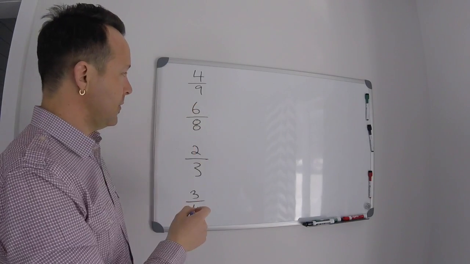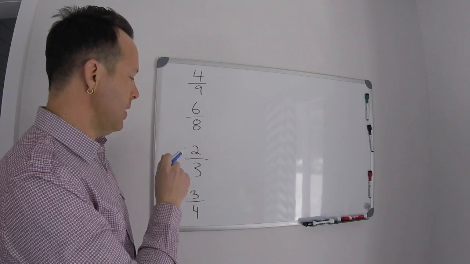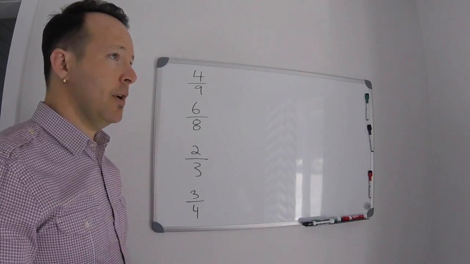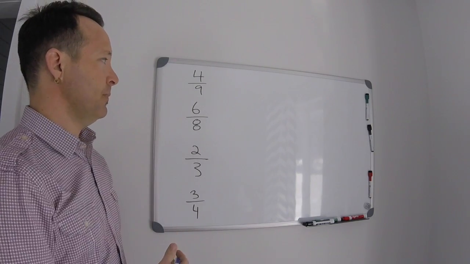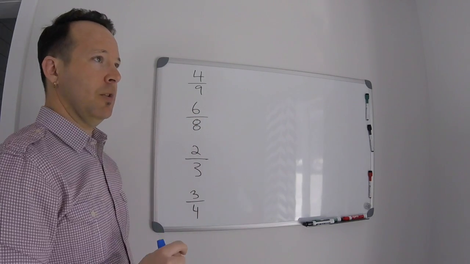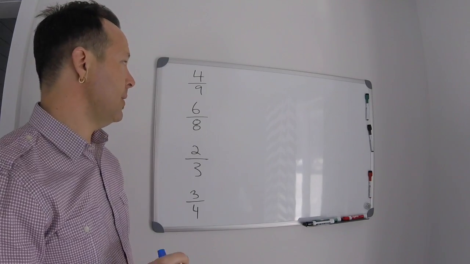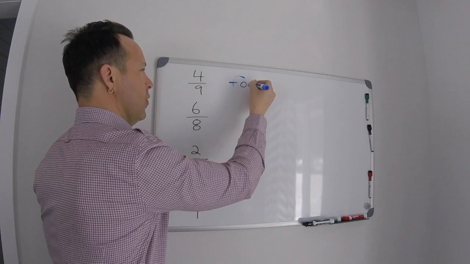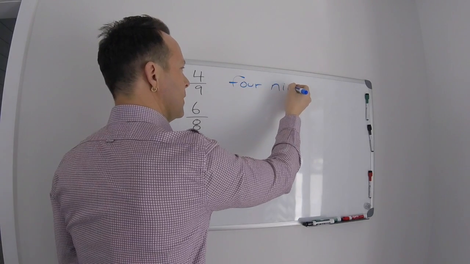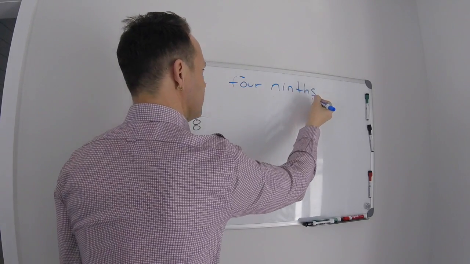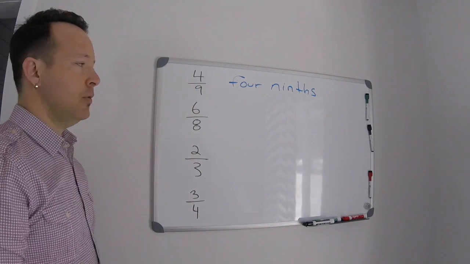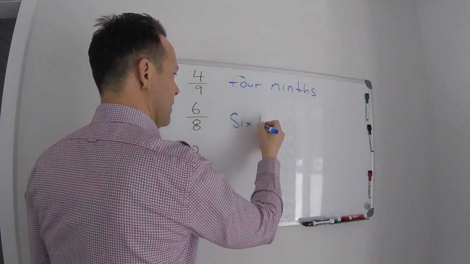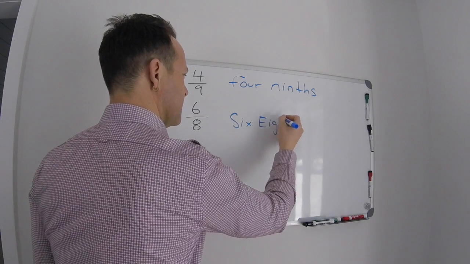Okay, so we're looking at these fractions: 4 over 9, 6 over 8, 2 over 3, and 3 over 4. And these have words that are associated with how we name those things. So when we see a fraction, we don't just say it's 4 over 9, we say 4 ninths. So we write that 4 ninths. Okay, 6 over 8 will be 6 eighths.